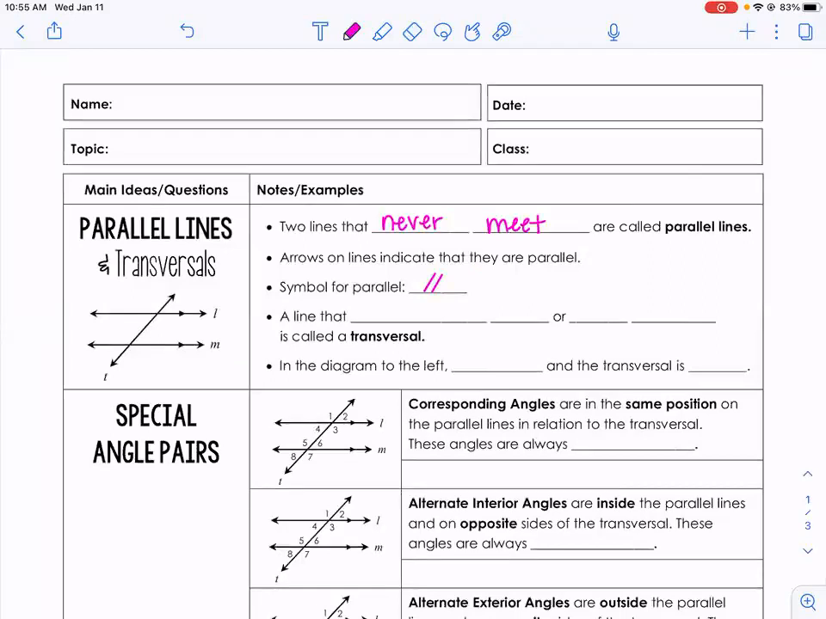Now, a line that intersects two or more lines is called a transversal. It's a weird word. Transverse. Okay, it cuts through. The transversal cuts through our two parallel lines.